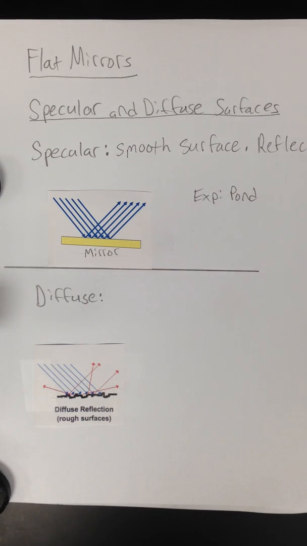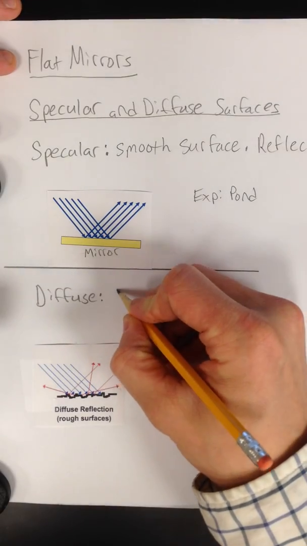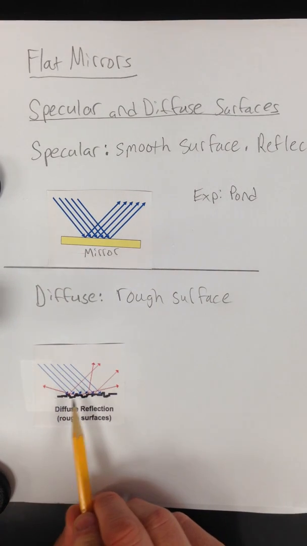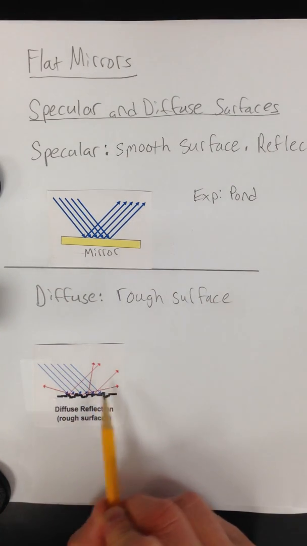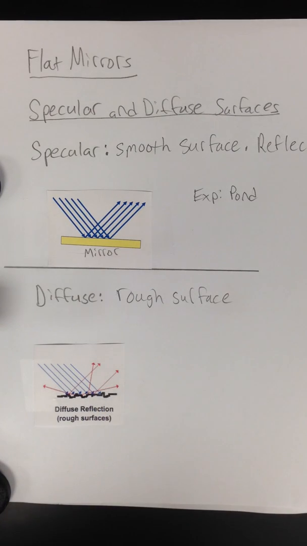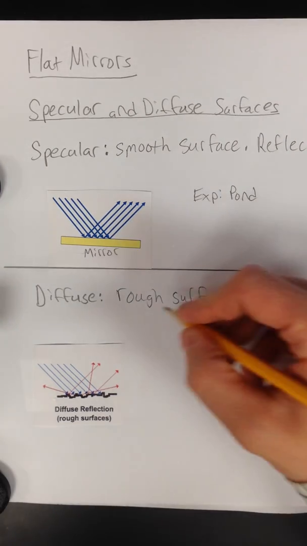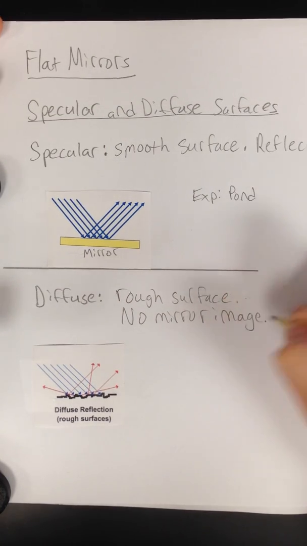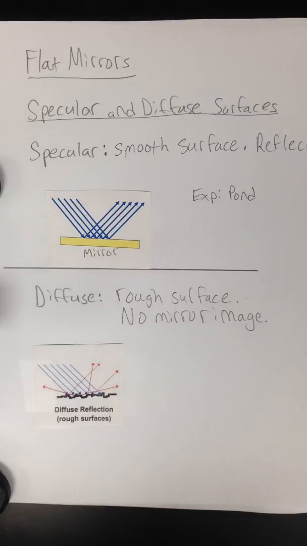The other kind of surface is called a diffuse surface, and the diagram is right there below. Diffuse is a rough surface, and it's called diffuse because when the blue rays come in and hit the surface, this rough surface just scatters them all over the place, and there's no pattern to how they reflect. You can still see some of the rays, but they're kind of random, and they don't reflect in an ordered pattern, so it doesn't make a nice mirror image in a diffuse surface. So, no mirror image. Can you think of an example of a diffuse surface?